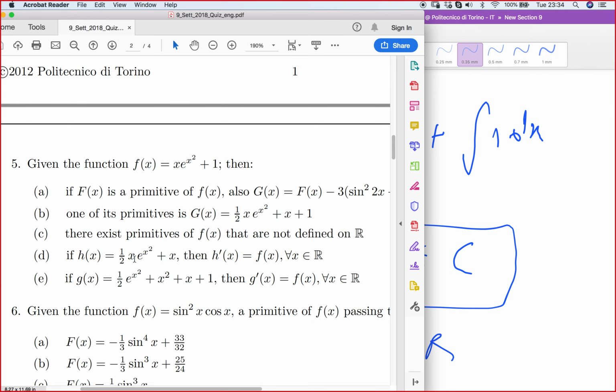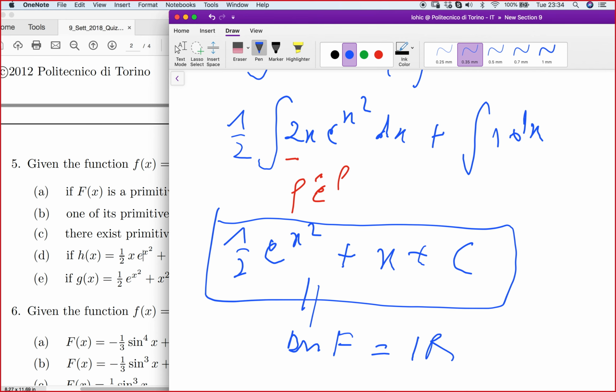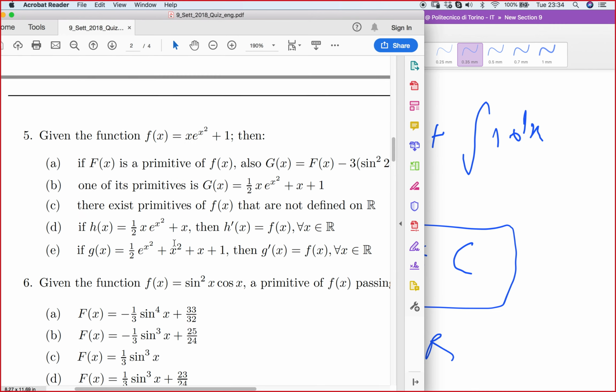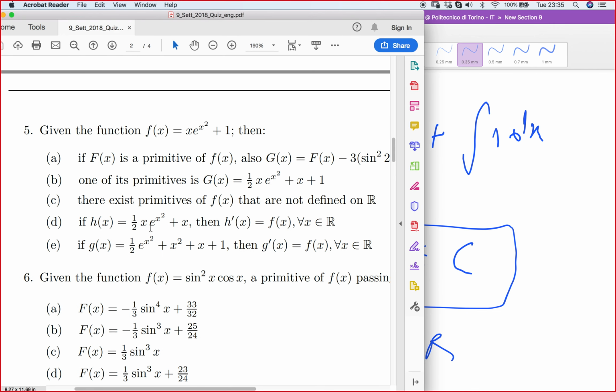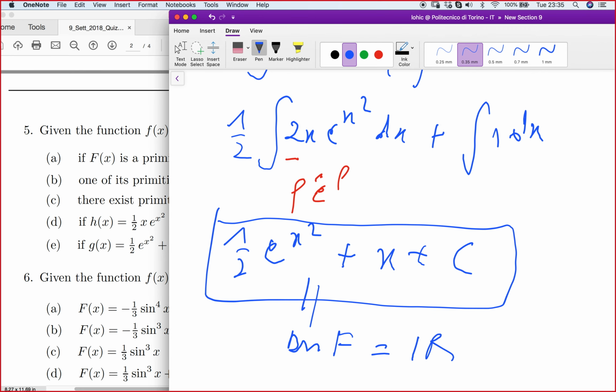So there exists a primitive of f of x that is not defined on R. We saw that all the primitives are defined on R. H of x equal to 1/2 x times exponential of x squared plus x, then h prime. So he's saying that this h of x is a possible primitive, but it's not the case because it has this x here. And finally, he says that if g of x is equal to this, then g prime of x is equal to f of x. Also, this one is false because this g of x is not a primitive. There is no x square in what we get.